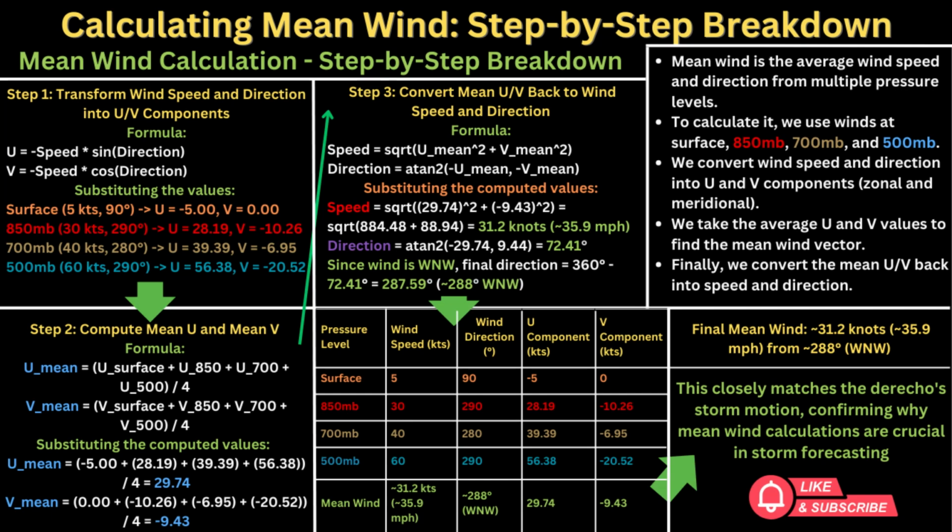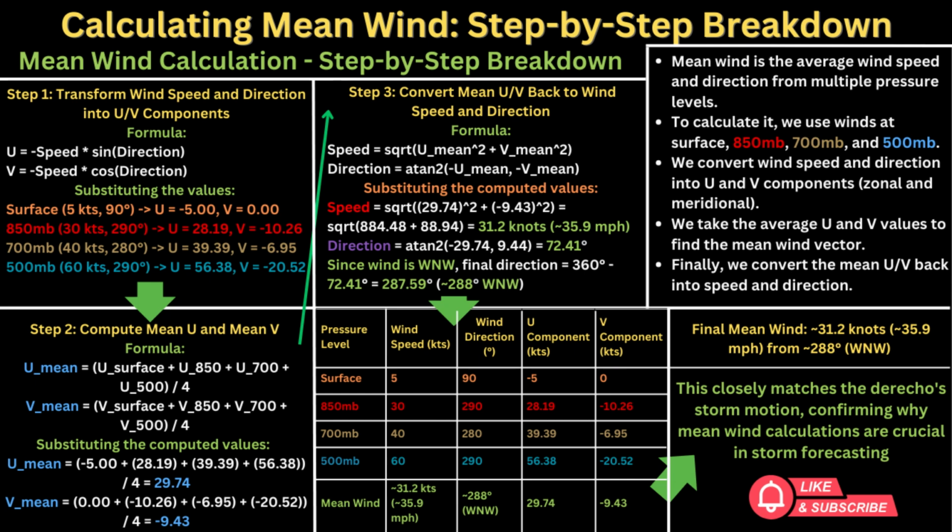Now let's get into the actual math behind calculating mean wind. It may seem complicated at first, but once you understand the process, it becomes a valuable tool in forecasting storm motion. To start, we'll take the wind speed and direction at different atmospheric levels and break them into two components. The U component represents the east-west motion, while the V component represents the north-south motion. This step is necessary because wind direction is typically given in degrees, which does not directly tell us how much of the wind is moving in each direction. To calculate these components, we take the wind speed and multiply it by the sine of the wind direction for the U component. For the V component, we multiply the wind speed by the cosine of the wind direction.